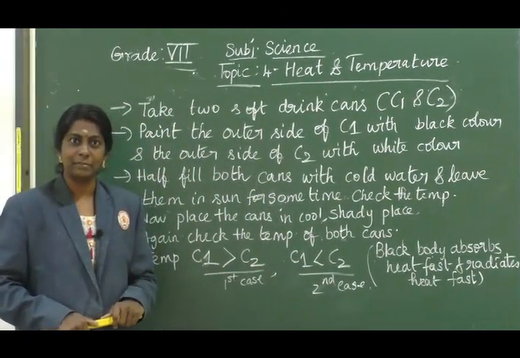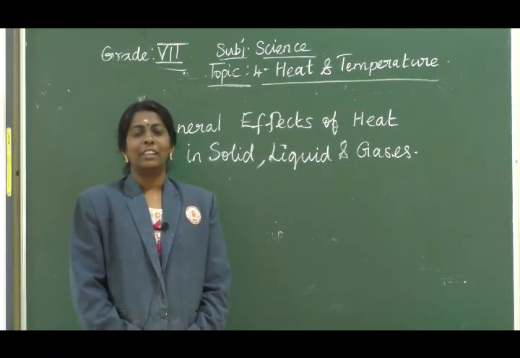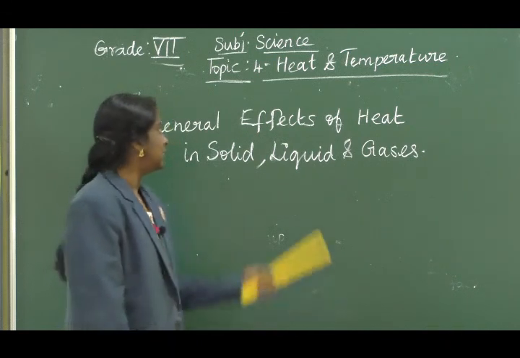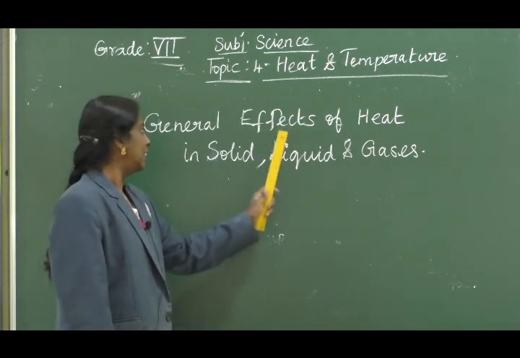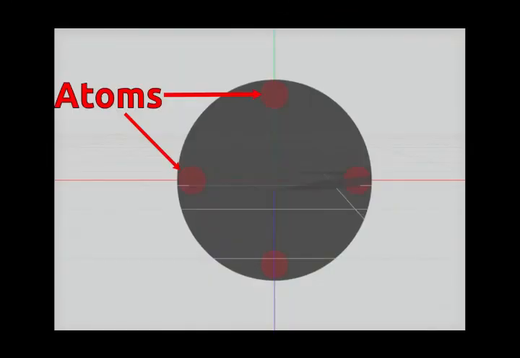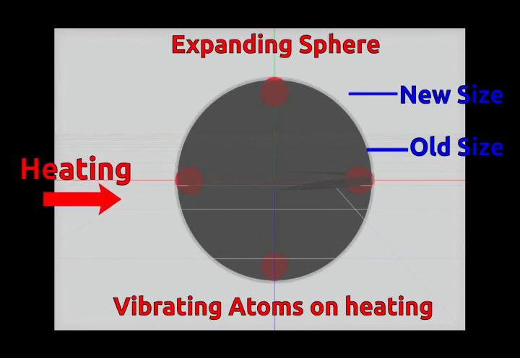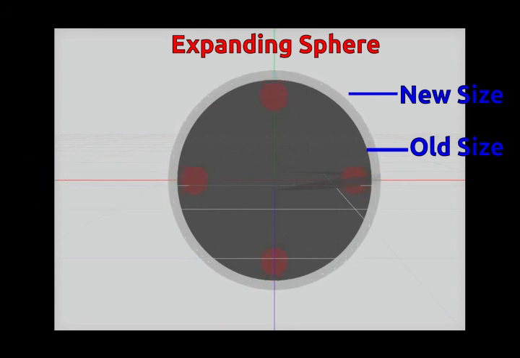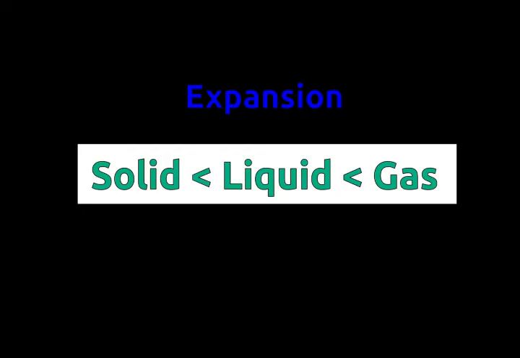Clear, children? Now let's have a look at the video that clearly demonstrates the general effects of heat in solid, liquid and gases. We have already seen that adding heat to matter causes its atoms to vibrate more and more. As these atoms vibrate, the distance between them increases. As a result, the size or volume of matter increases. Most solids, liquids, and gases expand on addition of heat and shrink when heat is removed from them. Solids expand less compared to liquids and liquids expand less compared to gases.